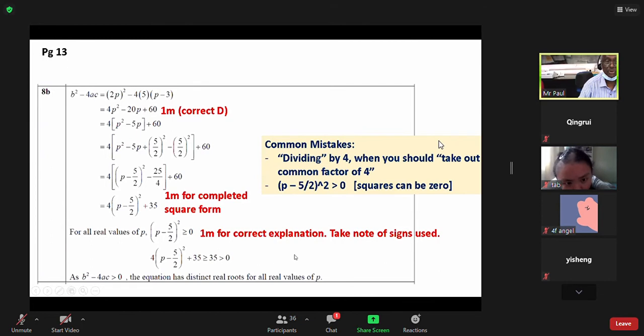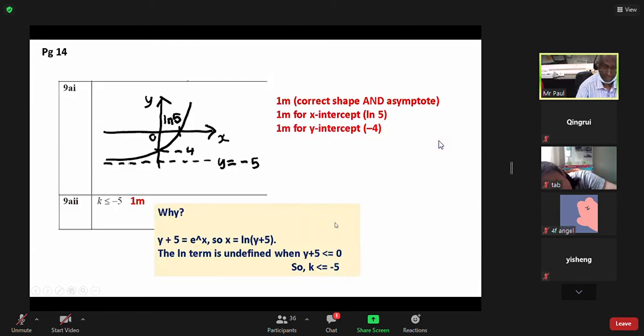So it cannot be equal to 0, because this one is always positive. If you add 35, it will be greater than 0. So if your discriminant is greater than 0, then you have this part. Okay? So you must complete the square. Okay, next one.